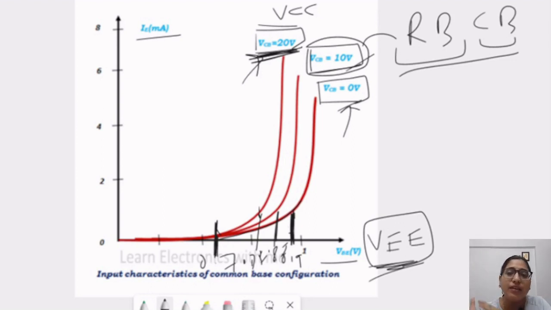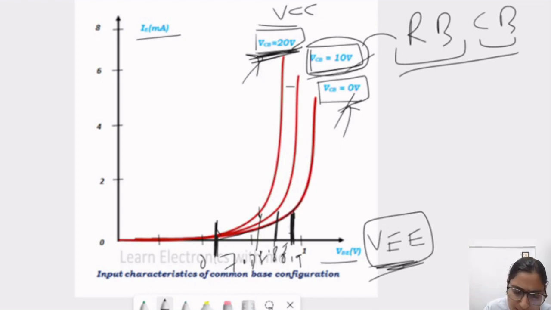What happens when we increase the reverse bias at collector base? It will widen the collector base depletion region, and if it widens the collector base depletion region, the emitter base depletion region will become thinner. So this is not a very good change, we can say. So at 0 volt we are receiving the same exponential current, and when VCB is constant at 10 volt, it is also increasing with the same value of current.